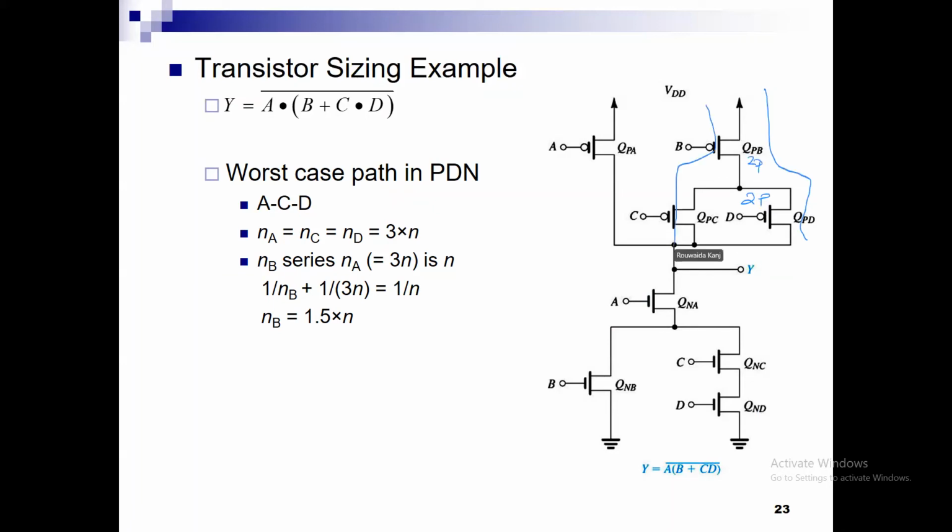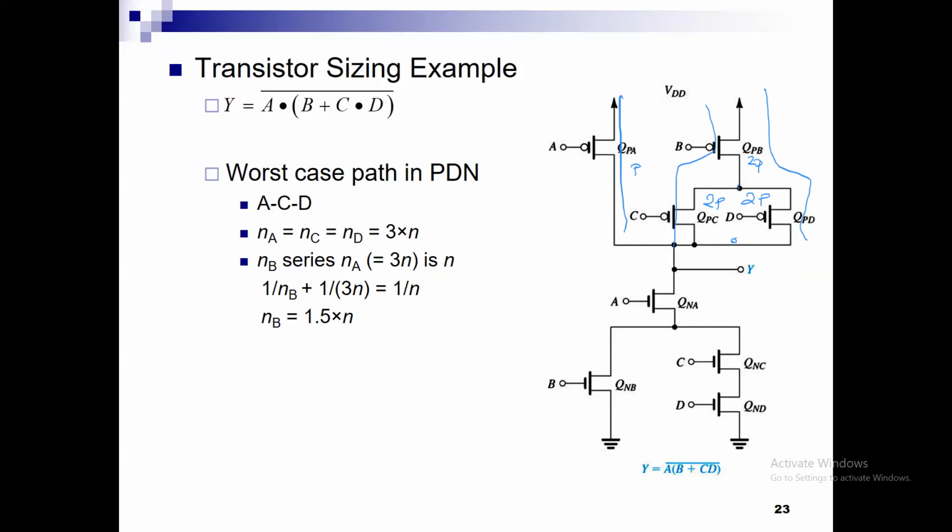This second path, by symmetry, is parallel to this one. So by symmetry, it has to be 2P. And then this path is independent. It's a standalone. So in the worst case, if A alone is pulling, then this has to be sized equal to P. Okay?